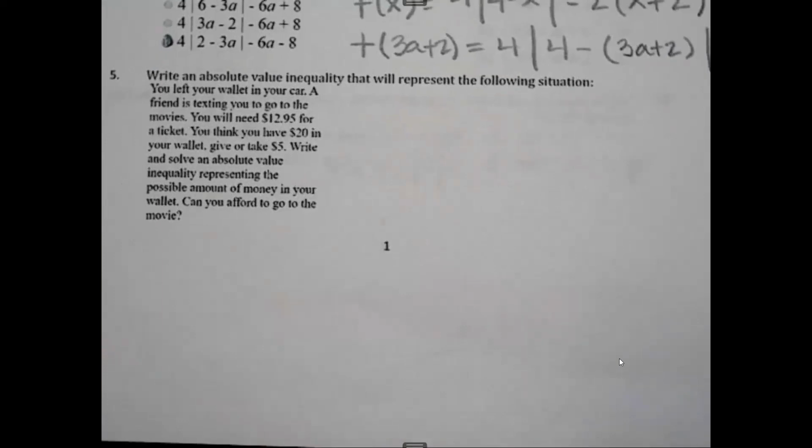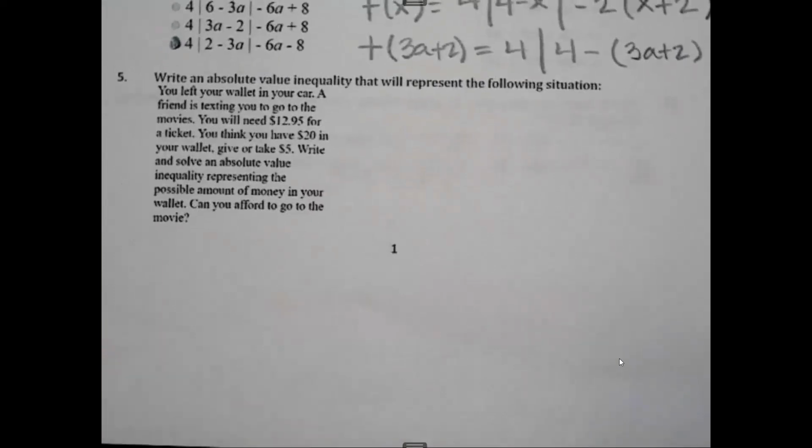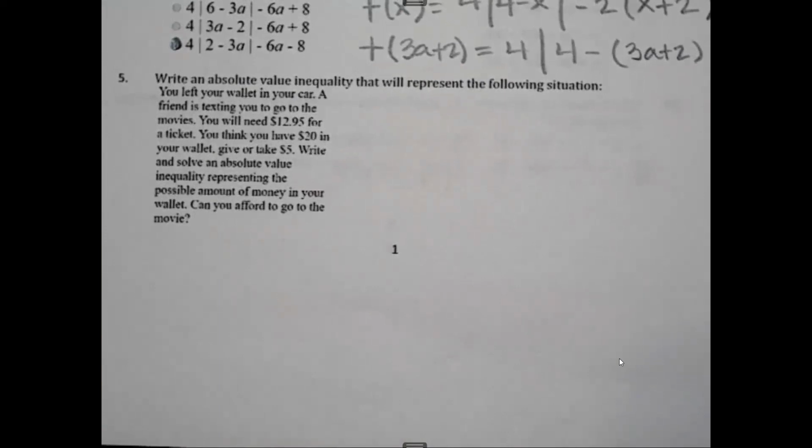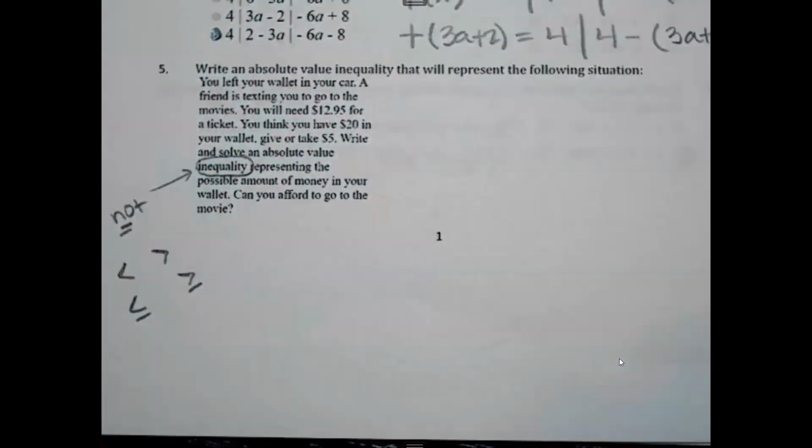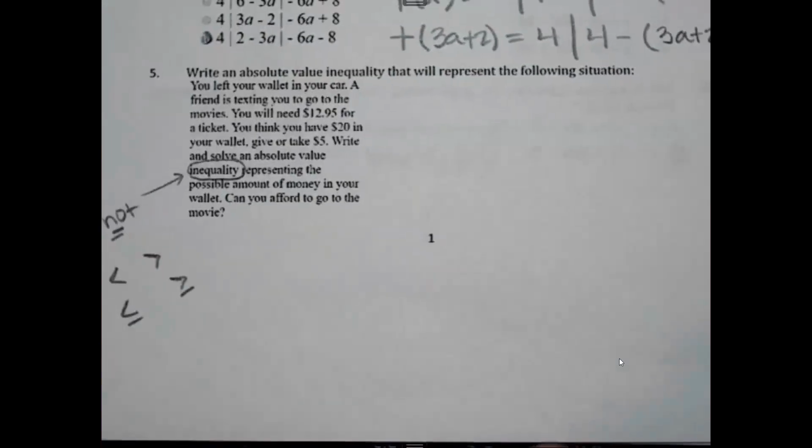You left your wallet in your car. A friend is texting you to go to the movies. You will need $12.95 for a ticket. You think you have $20 in your wallet, give or take $5. Write an absolute value inequality. What does the word inequality mean? Yeah, not equal to or equal to. It's not an equal sign. It's going to have less than, greater than, less than or equal to, greater than or equal to. Okay. Representing the possible amount of money in your wallet.